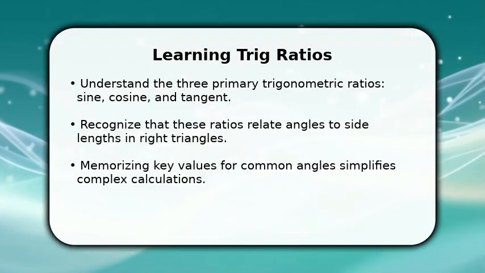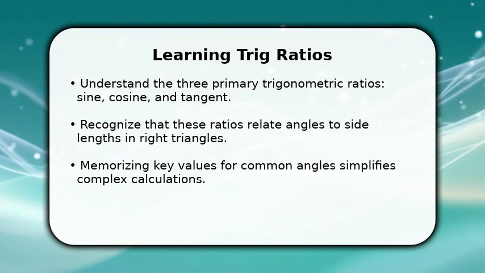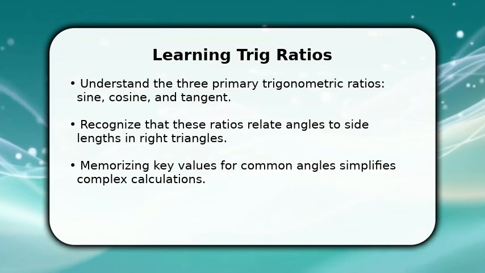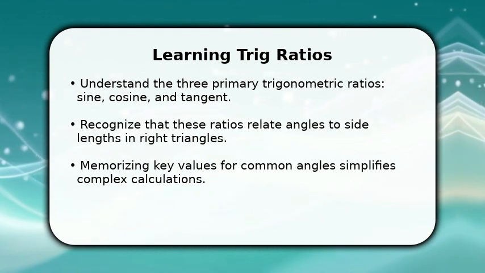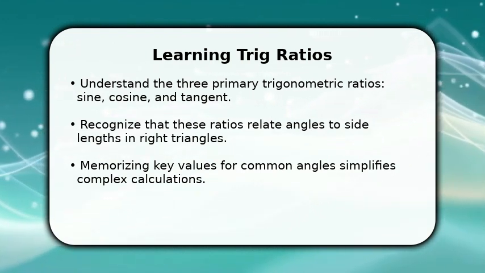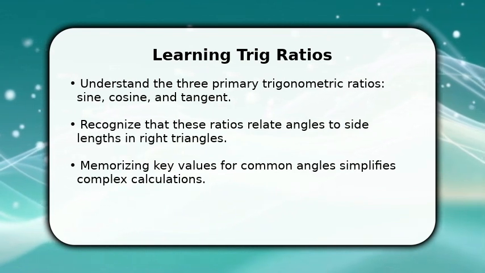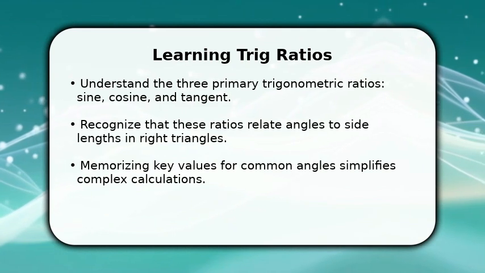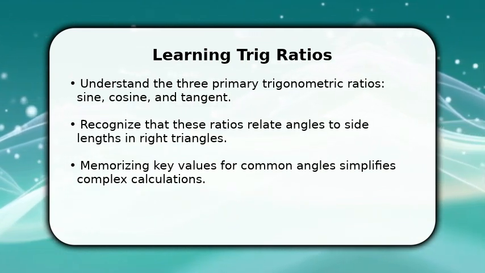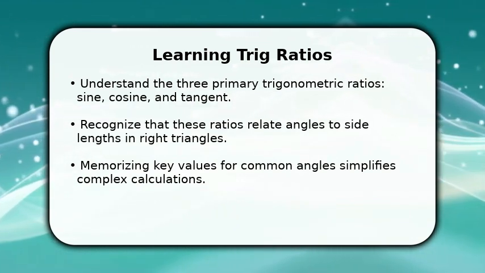In this video, I will explain how to learn the trigonometric ratios table. We'll start by understanding the fundamental ratios: sine, cosine, and tangent. These are essential for relating angles to side lengths in right-angled triangles. Mastering these basic concepts and memorizing key values for common angles will significantly simplify your future math problems.